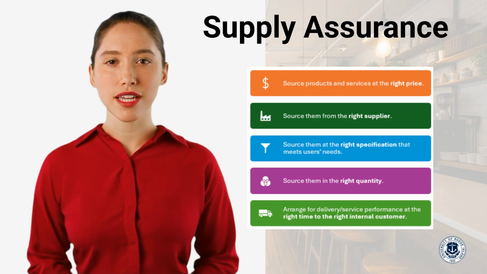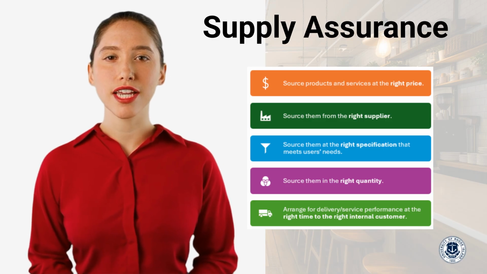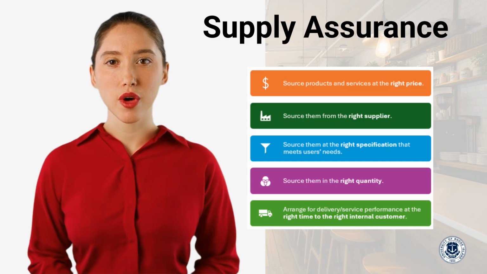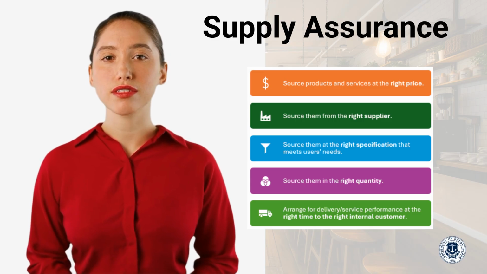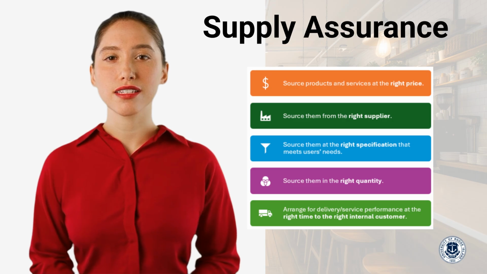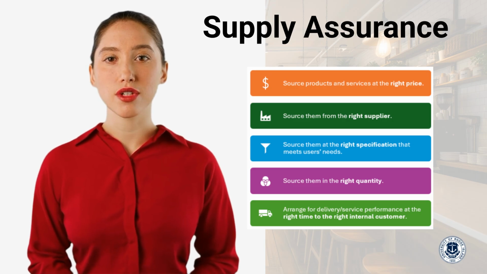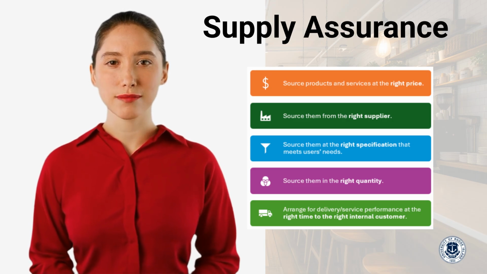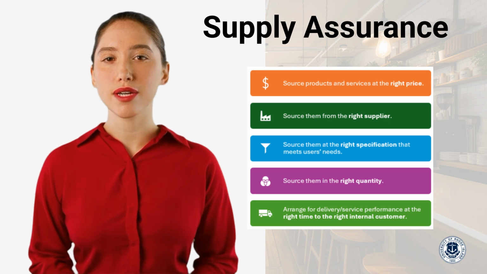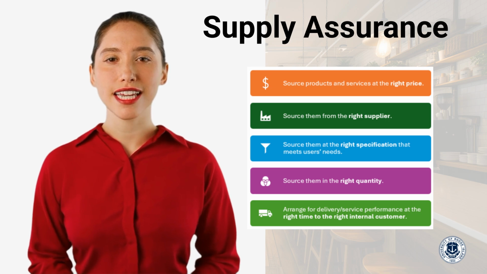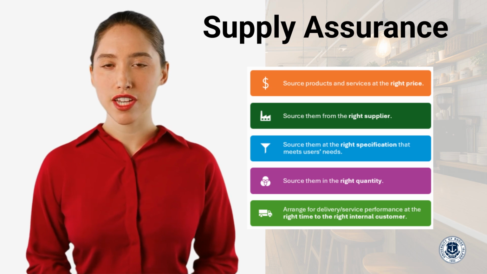When we talk about supply assurance, we're really talking about risk management and reliability. The goal is to always have the right materials or services available when needed. This means selecting suppliers who can deliver consistently on price, specification, quantity, and timing. Suppliers who fail in any one of these areas can cause costly delays, quality failures, or operational disruptions.